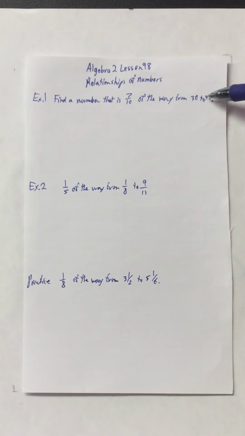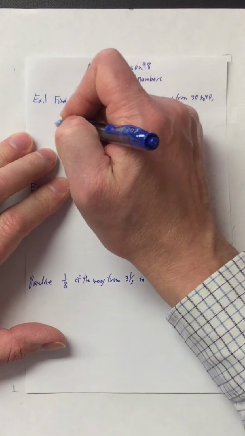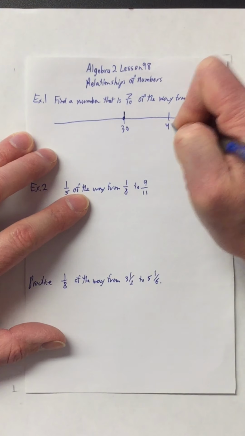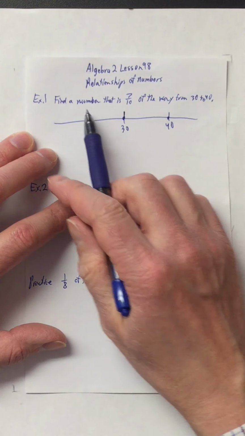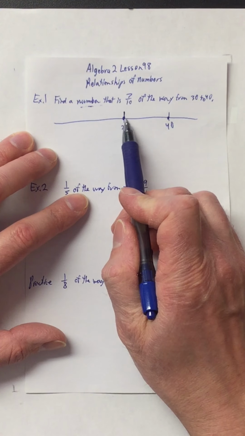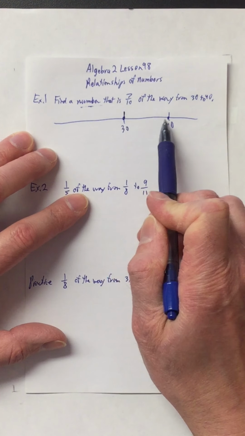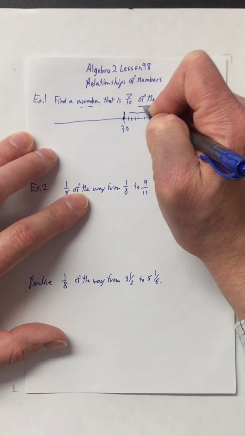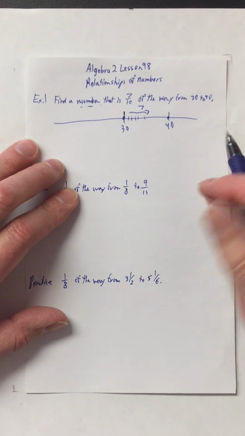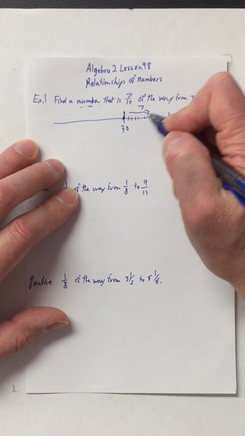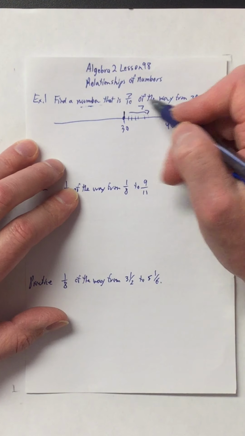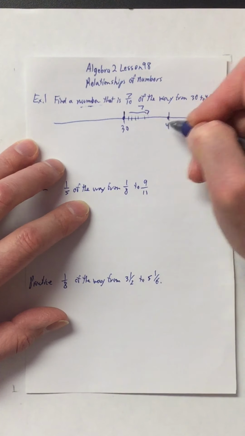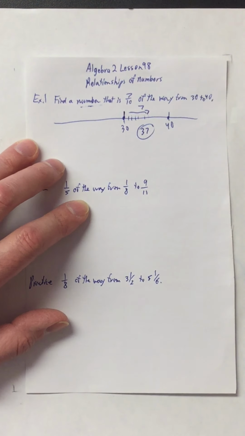from 30 to 40. So if we do a number line here, let's put 30 right here on our number line and then put 40 right here. And we want to know what number is 7/10 of the way from 30 to 40. So if we were to divide this into 10 spots here, then we would go 7 of them and find that number. Okay, so that's pretty easy. If we divide into 10 spots, it's 7 of them, then that's easy because there's 10 numbers between 30 and 40. So our answer for this one is going to be 37.